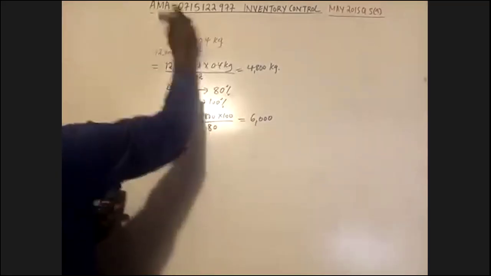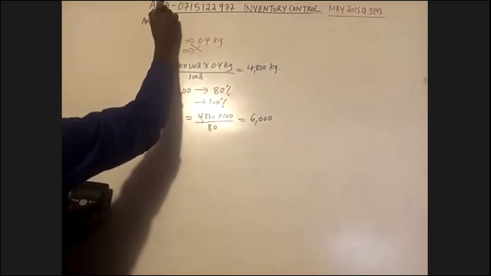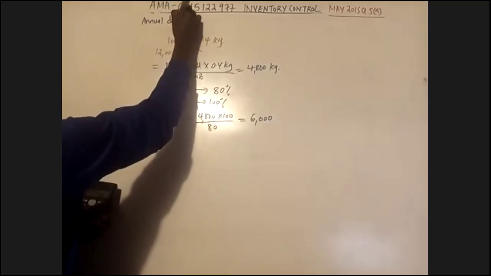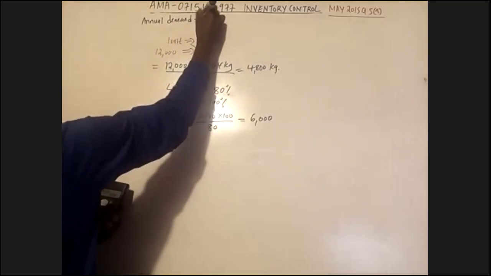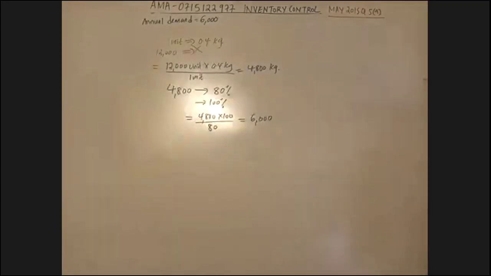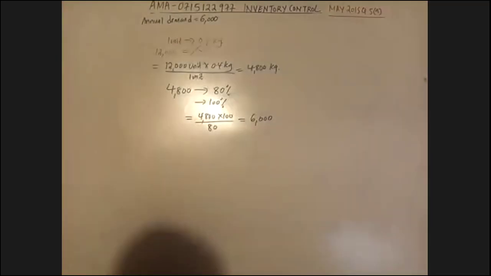So unakuja unasema hapa annual demand, the computed annual demand, which is 6,000. Our annual demand is 6,000. Now we want to compute total cost at each level, so that we can advise the company at which level they should purchase, where the cost is minimum.